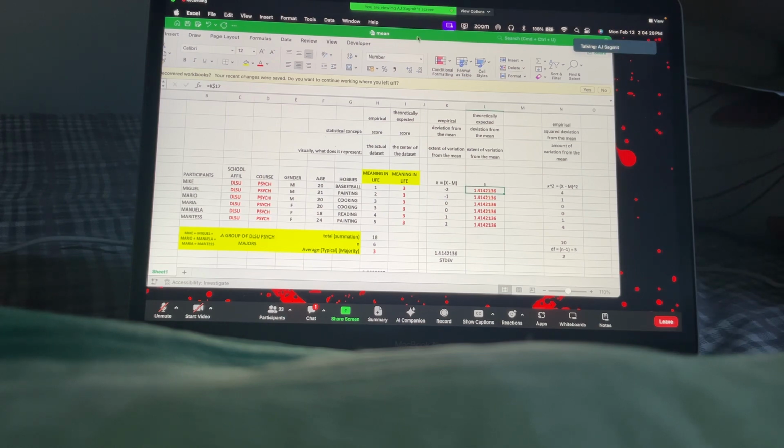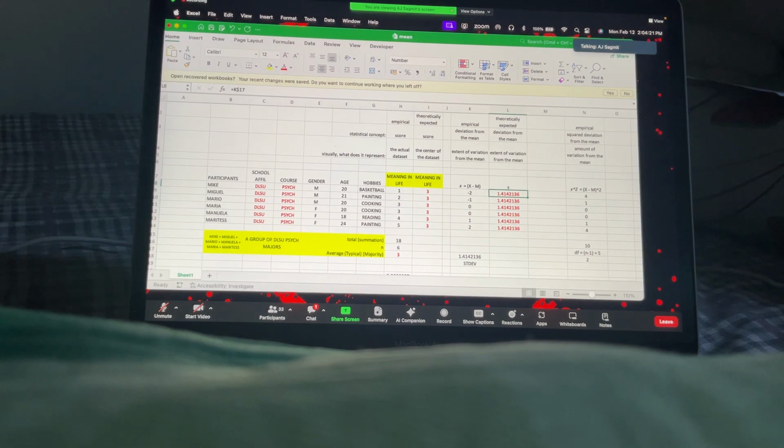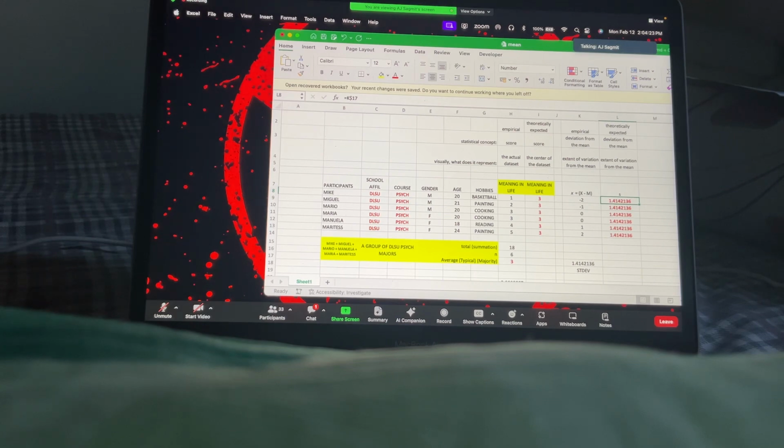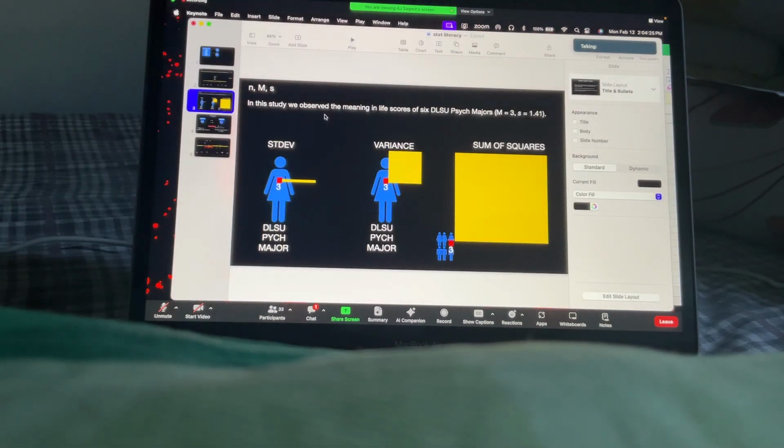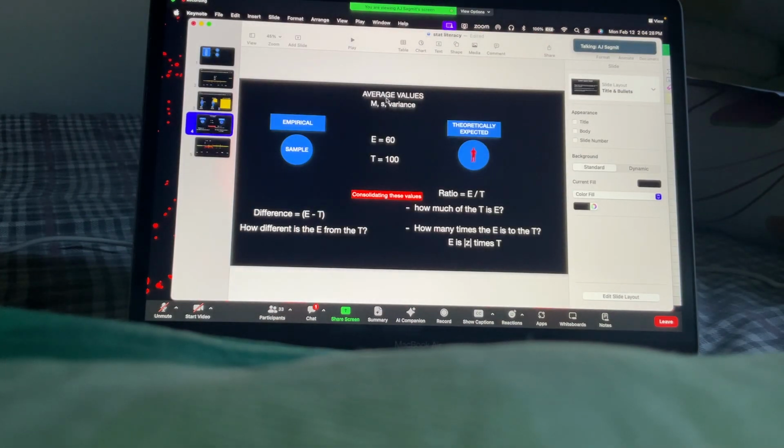Okay, so meaning, again, sorry for being makulit. We're dealing with average values. There are different average values. You have the mean, which is the average score. The standard deviation is the average deviation from the mean. The variance is the average squared deviation from the mean. So far, ito yung meron natin. Okay, meron pa yan. So, madadagdagan pa yan.